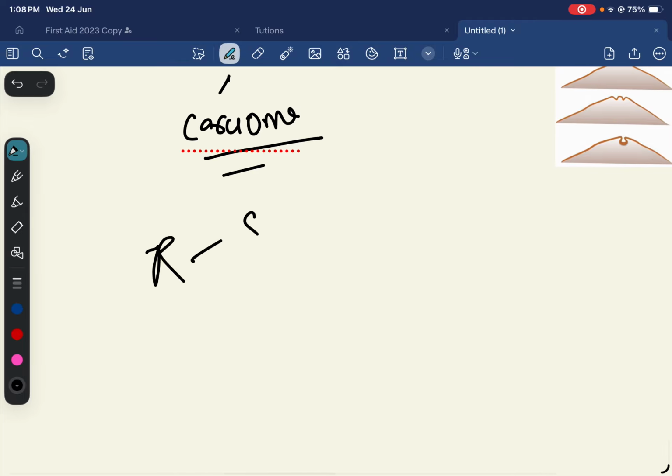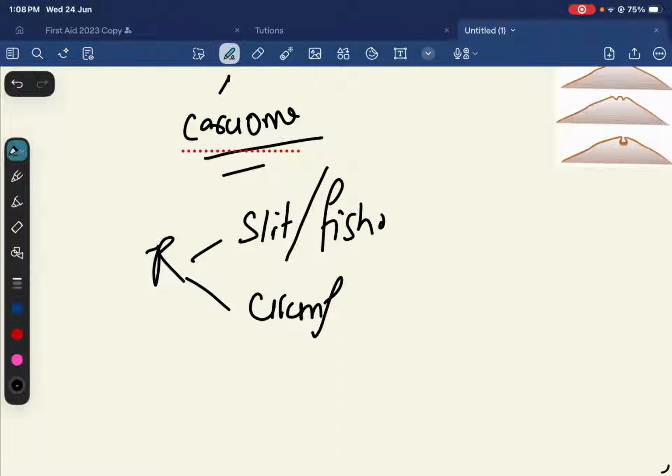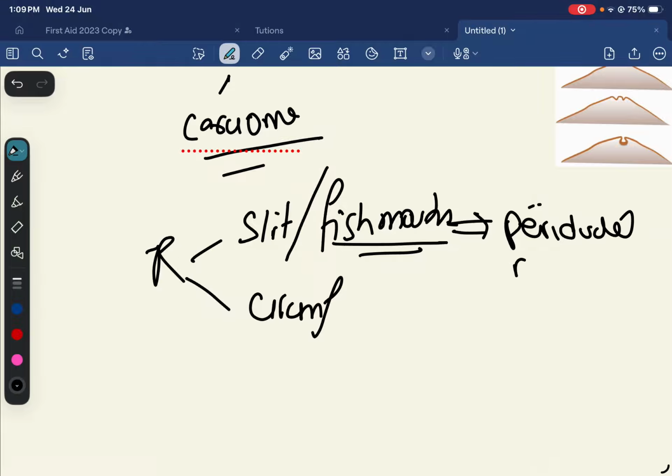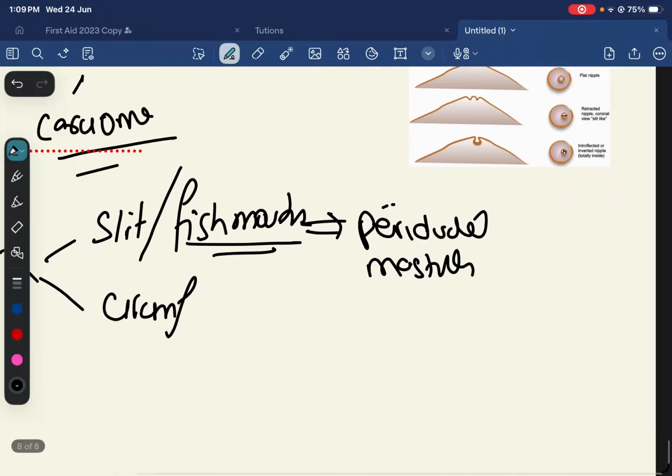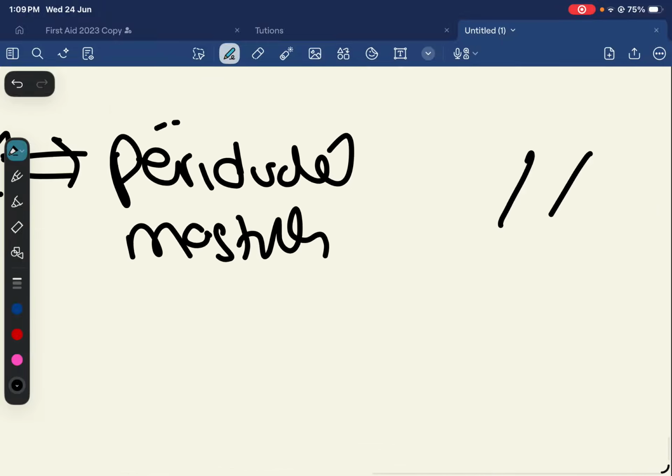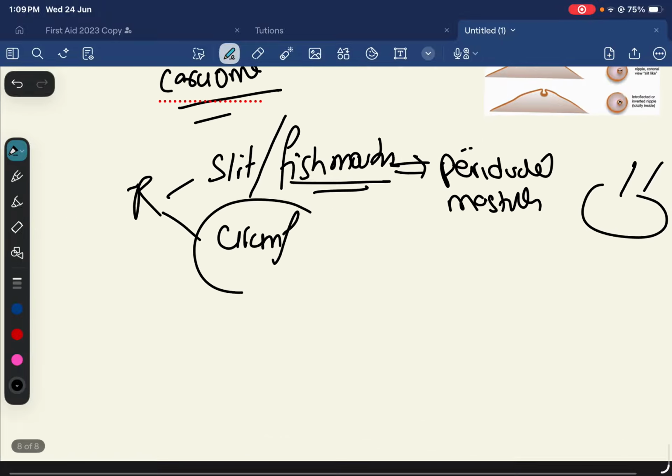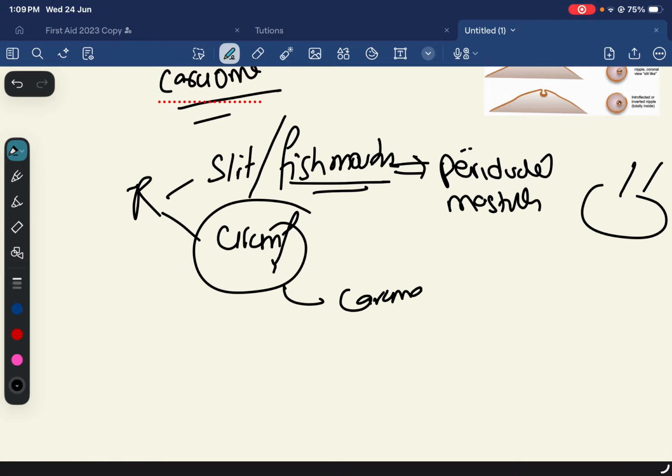There are two types of retraction: either slit-like retraction or circumferential. The slit-like is also called fish mouth retraction. Where do we see this? It is seen in periductal mastitis, which is the infection or inflammation around the duct. Whereas circumferential retraction would be seen in carcinoma.